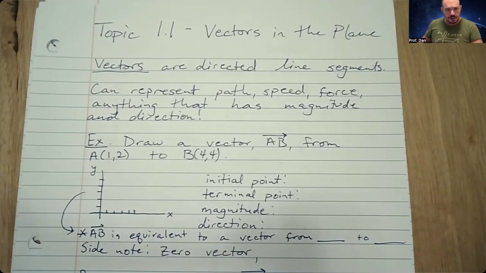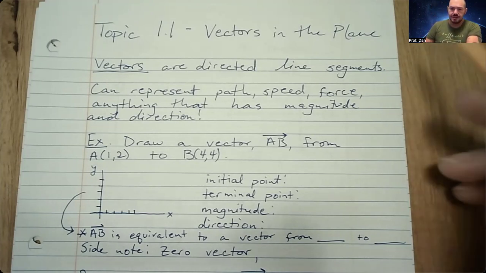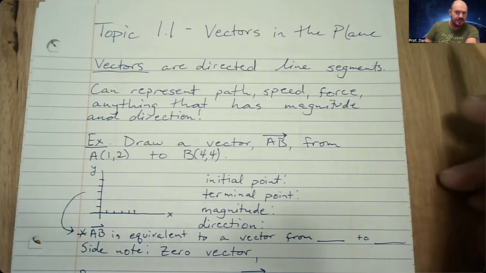Hey everyone, gonna start off our course in third semester calculus by talking a little bit about vectors. So, vectors, kind of just thinking about it from the purely mathematical standpoint, are directed line segments, right? They essentially get us from point A to point B.